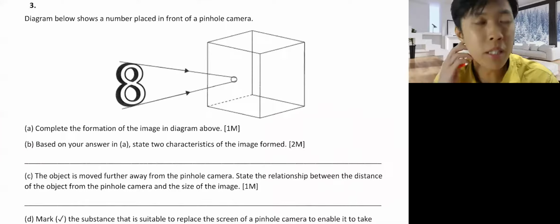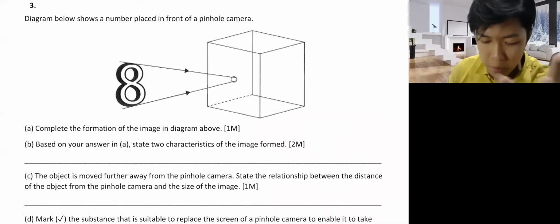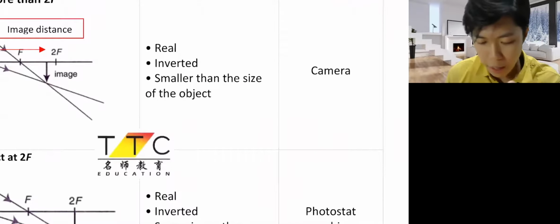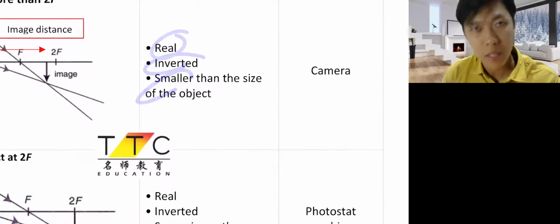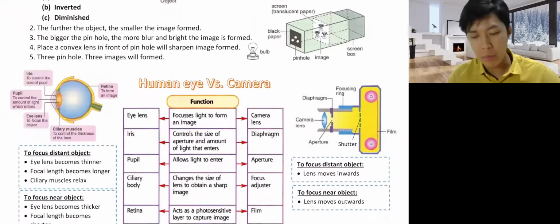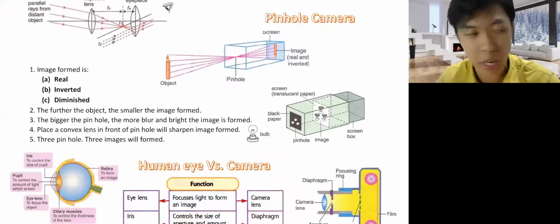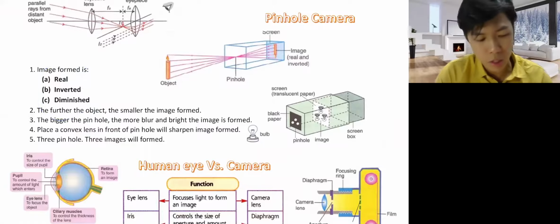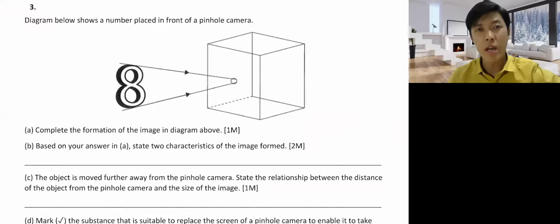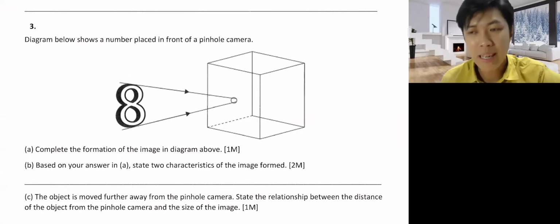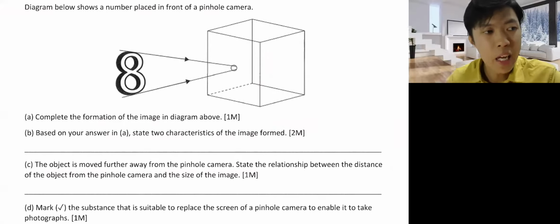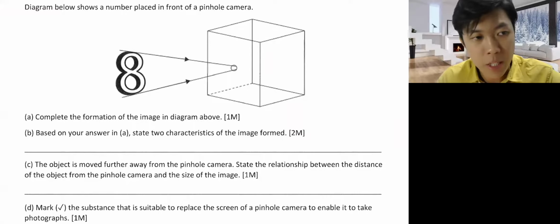Camera means real, inverted, and diminished. If you realize, that was the first one. Real, inverted, diminished, smaller. It's for camera, so pinhole camera is also real, inverted, diminished. Okay, I'll show you the question right away. Question 3, everyone look at page 11. Okay, question A: complete the formation of image in the diagram above.